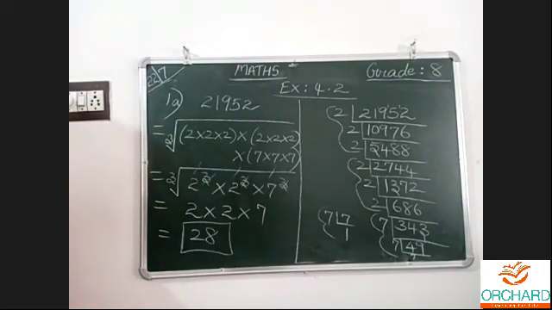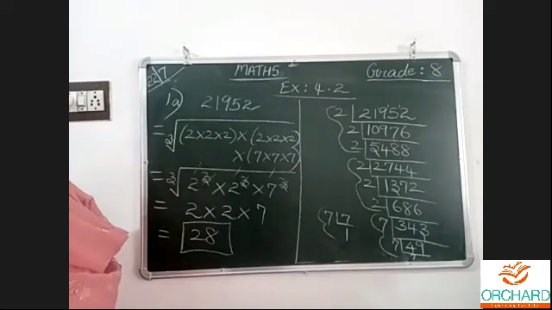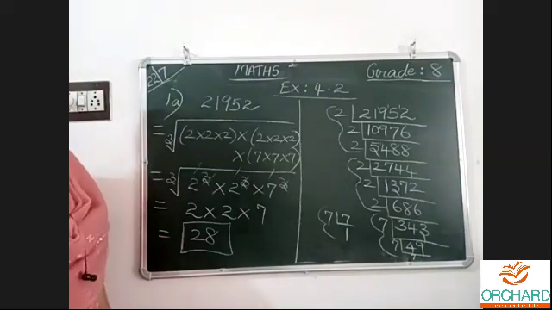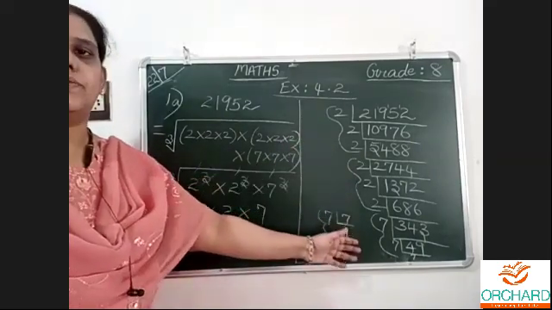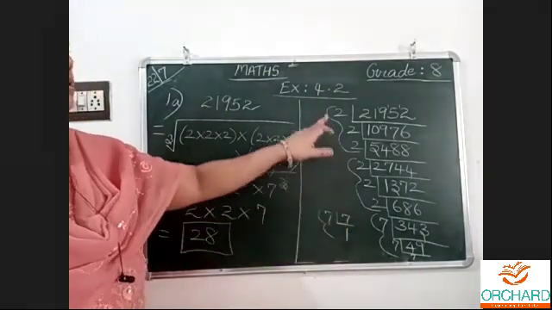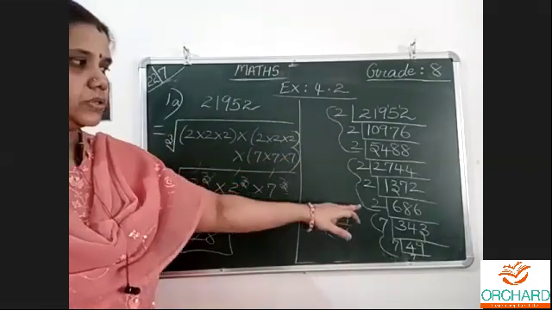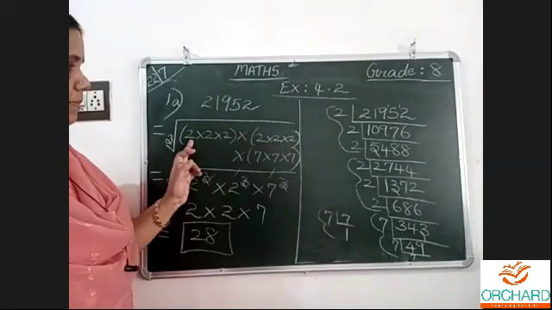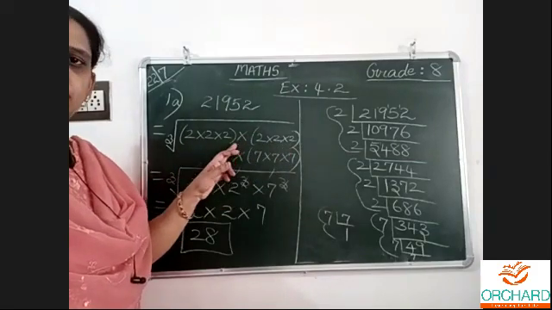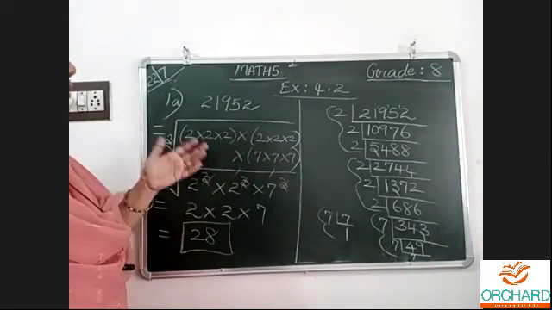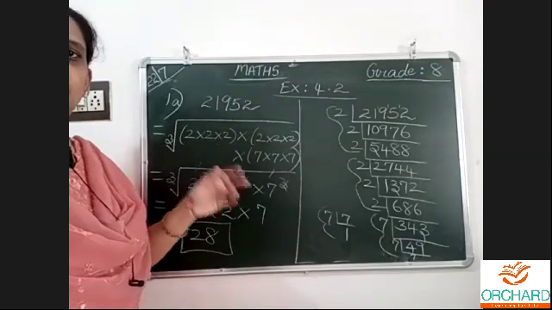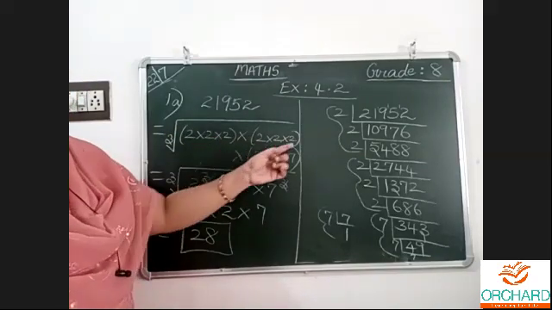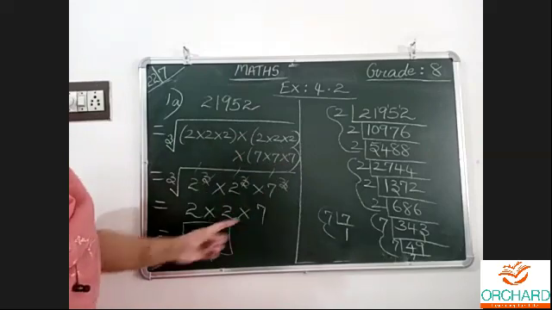Is this clear? This is clearly the way of doing prime factorization, taking the factors as groups, so that it is easy to write. Without brackets also you can write. Why did we write it this way? Because it is easy to count. For that I wrote 1 2 3, 1 2 3, 1 2 3, so that it is easy.